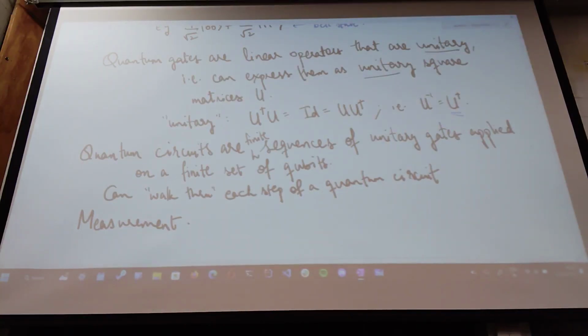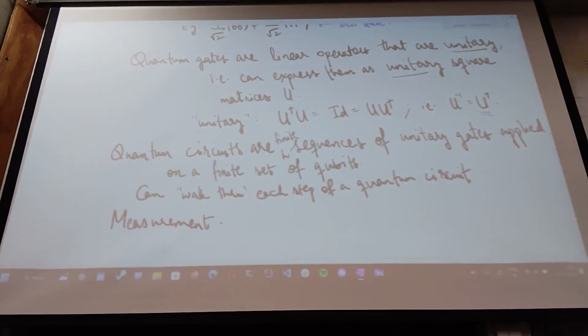We defined what the quantum circuit was. Formally, we didn't look at this last time, but the formal definition is a finite sequence of unitary gates applied on a finite set of qubits. And we looked at how we can walk through the action of a quantum circuit last time, and we'll use that this time as well.